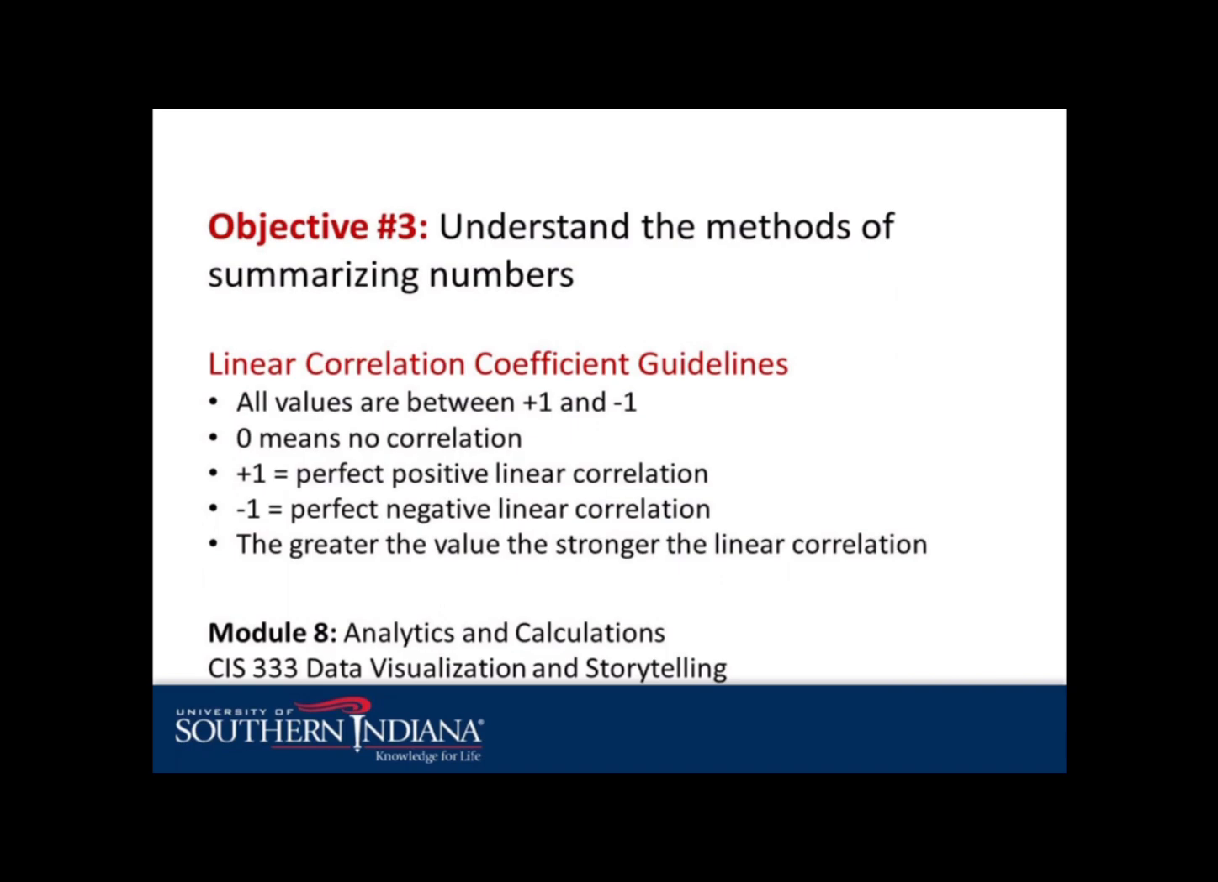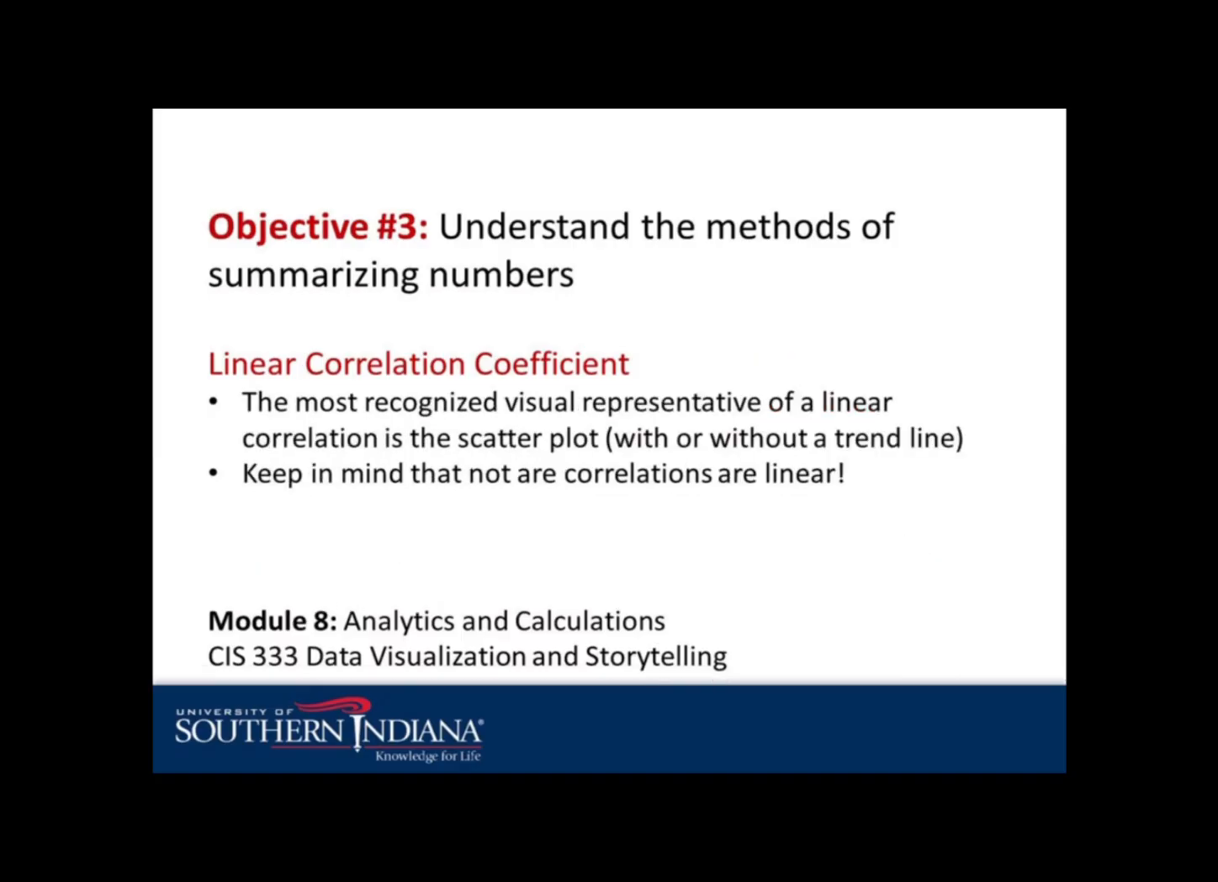Just a little bit more about linear correlation. All values are going to be between +1 and -1. 0 means there's absolutely no correlation. +1 is a perfect positive linear correlation. -1 is a perfect negative linear correlation. The greater the value, the stronger the correlation, and that can mean either plus or minus. And the most recognized visual representation of linear correlation is a scatter plot. Don't necessarily have to have the trend line, although it does help with visualization. And then just keep in mind that not all correlations are linear.